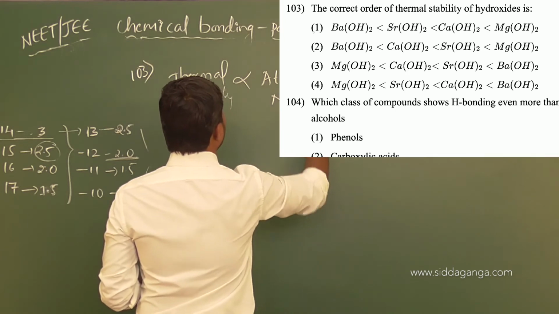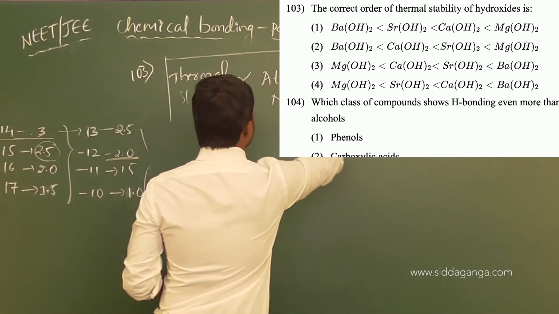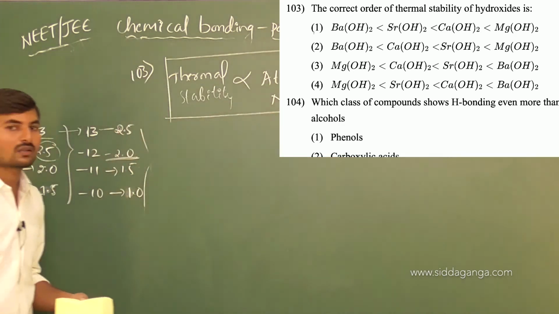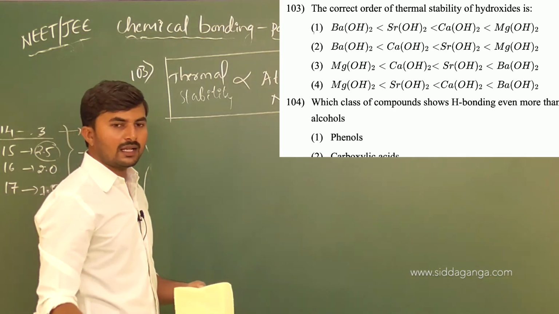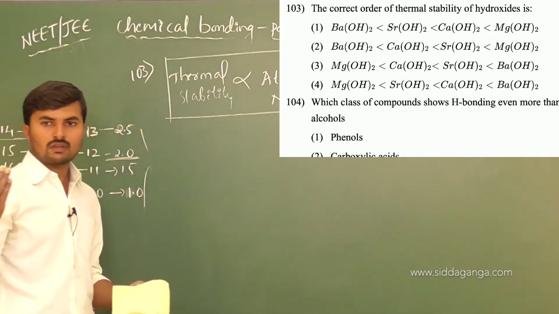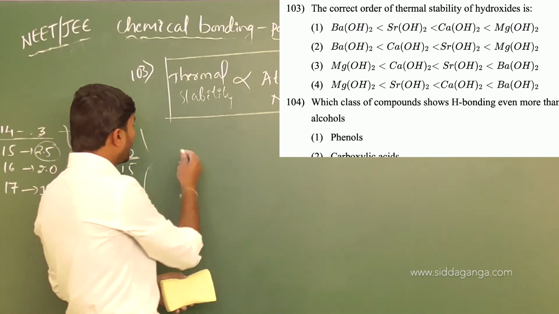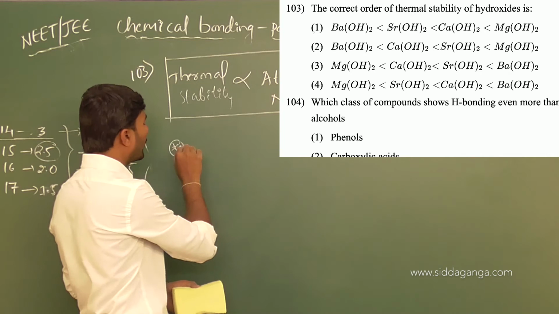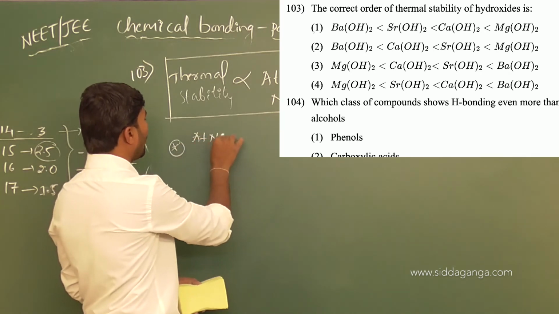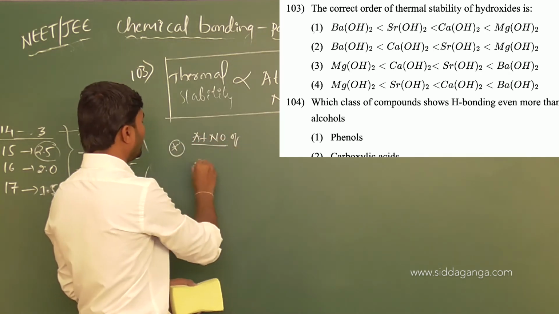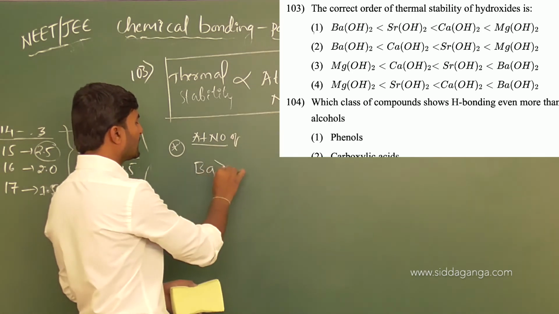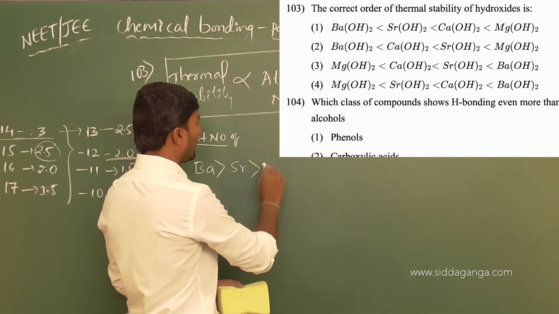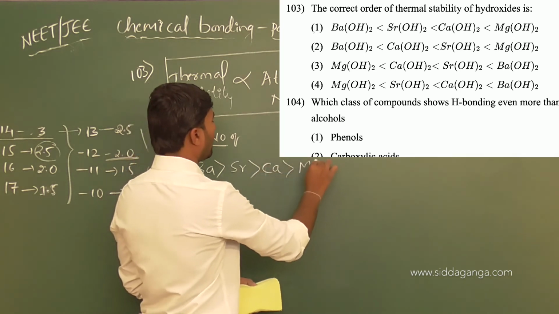Okay, you must remember this. Thermal stability of the molecules depends upon the atomic number. What happens here, see, what are the atoms that they have given here? We have alkaline earth metal hydroxides here. The atomic number of barium is greater than strontium, followed by calcium, followed by magnesium.